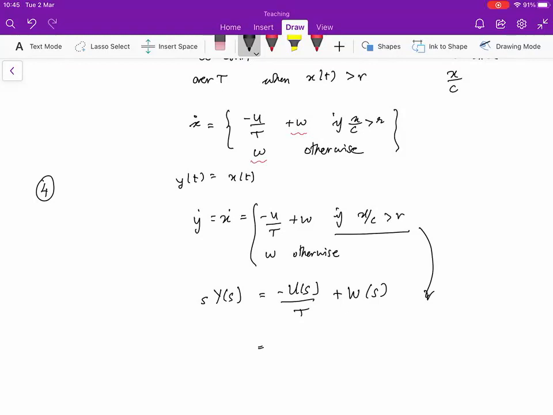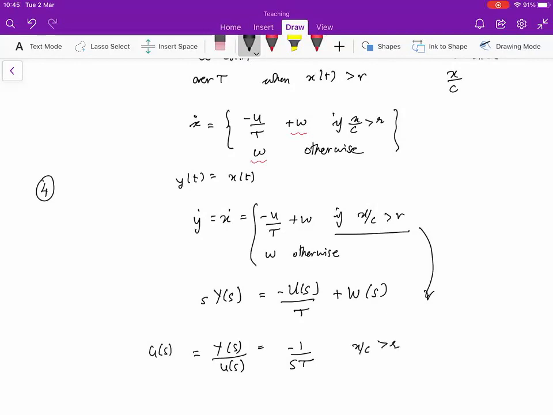And so the rule of thumb, or if you want to justify it, you can say we just look at the modified input. We're going to say that y of s over u of s, which is going to be the transfer function, is going to be minus 1 over st. So that is basically the transfer function that we have for the system. And again, this is under the condition that x over c is greater than r.